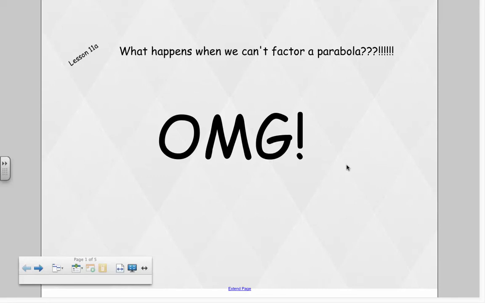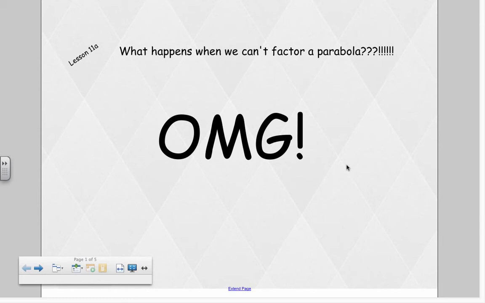So what happens when we can't factor a parabola? So we look at it and we can't do our bridge and tunnels, we can't do greatest common factor, we can't do a difference of two perfect squares, we can't do anything. Does that mean it doesn't exist? No, it does. We're just going to start looking at the more complicated versions of parabolas.